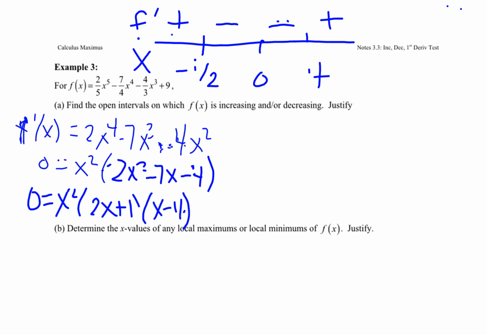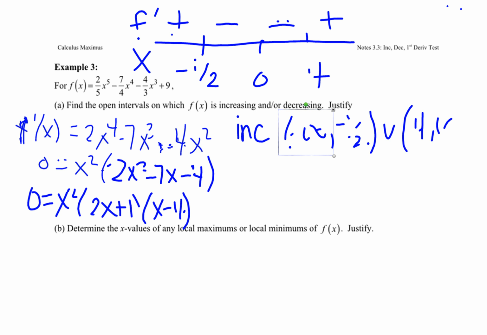So if we're trying to find the open intervals on which f is increasing or decreasing and justified, f is increasing on negative infinity all the way up to negative 1/2. And it's also increasing on 4 to infinity since f prime is positive on those intervals. Okay, then we have f is decreasing, and you should be writing more than I'm writing. Write what I'm saying. F is decreasing on the intervals from negative 1/2 all the way to 4 since f prime is negative on those intervals.